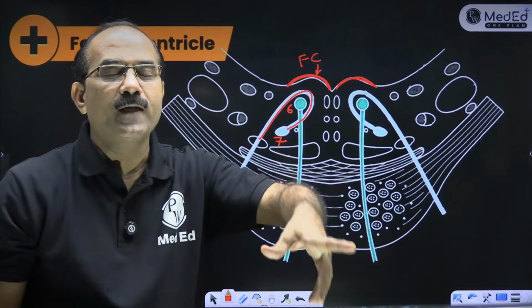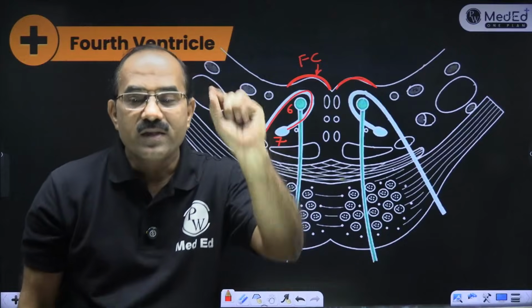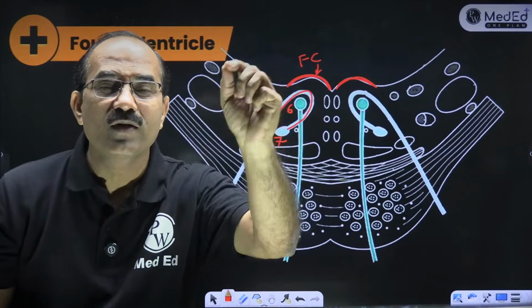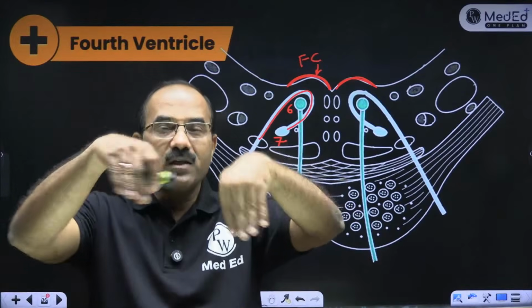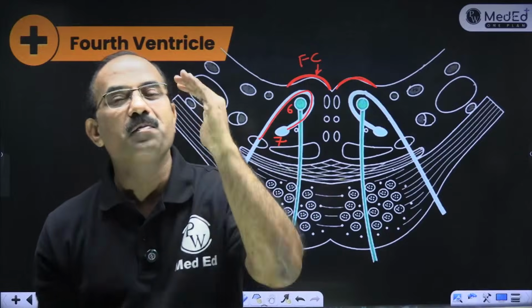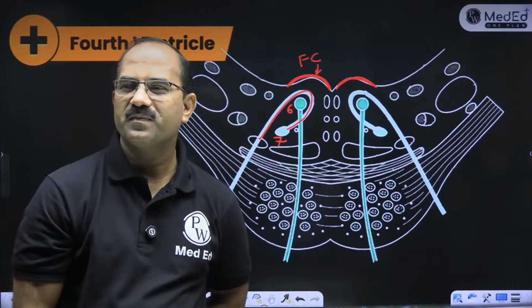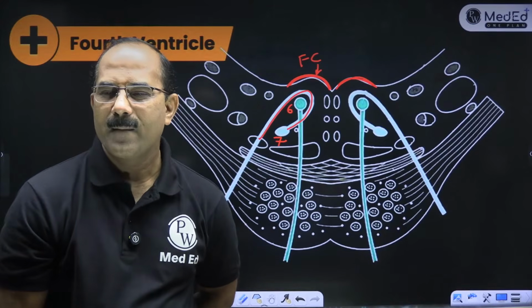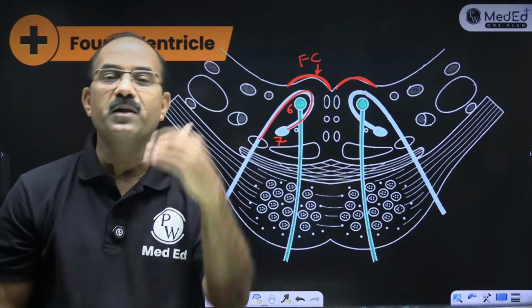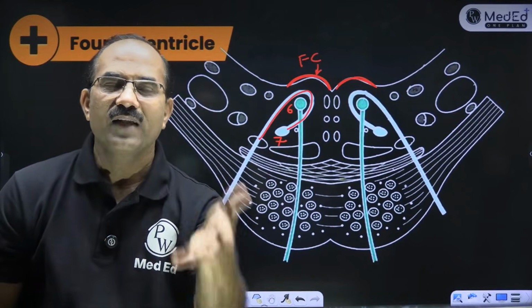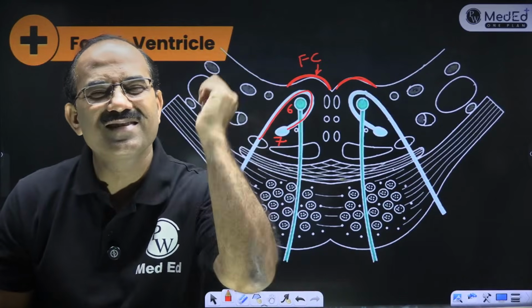So an MCQ comes: damage to the structure beneath the facial colliculus would result in paralysis of which muscle? Can you answer this? Damage to the structure beneath the facial colliculus. Meaning beneath the facial colliculus, what is that? The abducens nucleus. So the abducens nucleus is damaged. So which muscle is paralyzed?